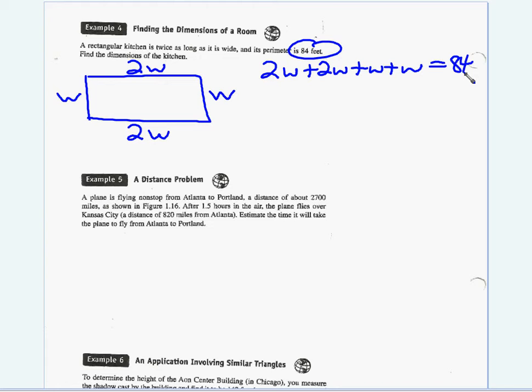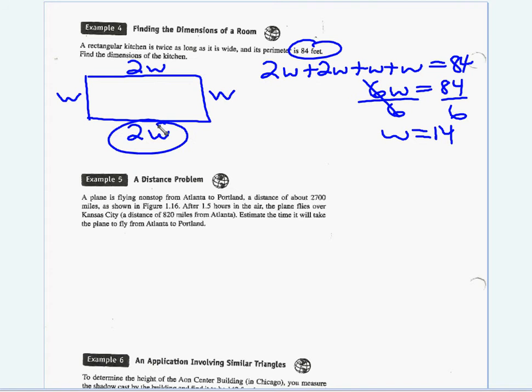And we're asked to find the dimensions of the kitchen. This one's pretty easy, right? So what do I have here? 6W equals 84. Divide both sides by 6. W equals what? 14? That is the width. So then what would the length be? It'd be twice that, right? The length would be 28.